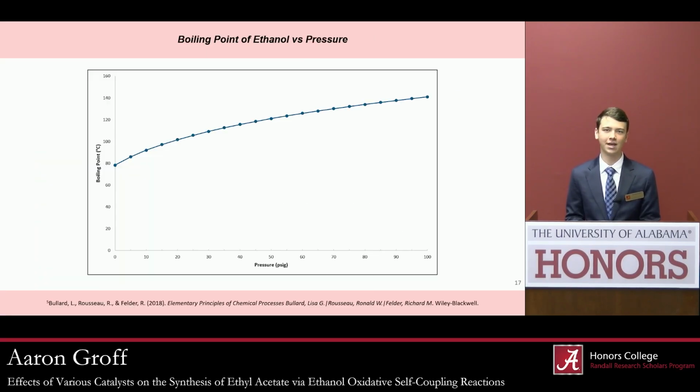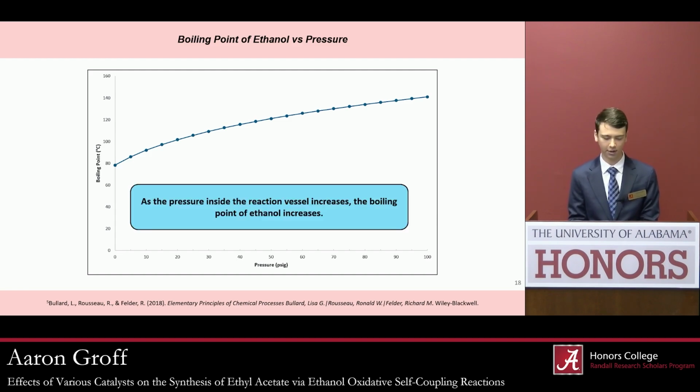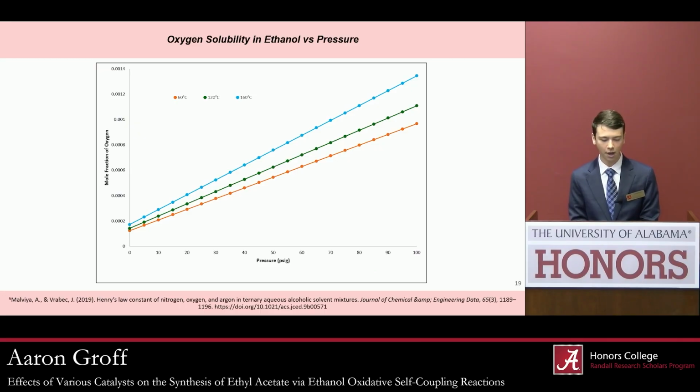So the first model that I made is boiling point of ethanol versus pressure. This is looking at, as you increase the pressure, how does the boiling point change? And as you can see, as the pressure inside the reaction vessel increases, the boiling point of ethanol is also going to increase. And I'll discuss why this is relevant a little later.